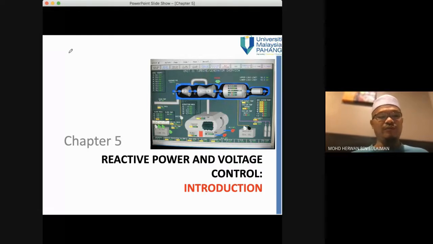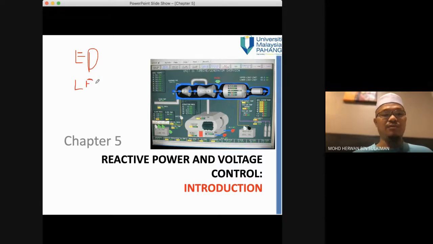So for this course, we have learned about economic dispatch. This is a power store operation. And then we have learned about LFC, load frequency control, ataupun nama dia real power control. And now we move to the voltage control, okay, ataupun reactive power control.